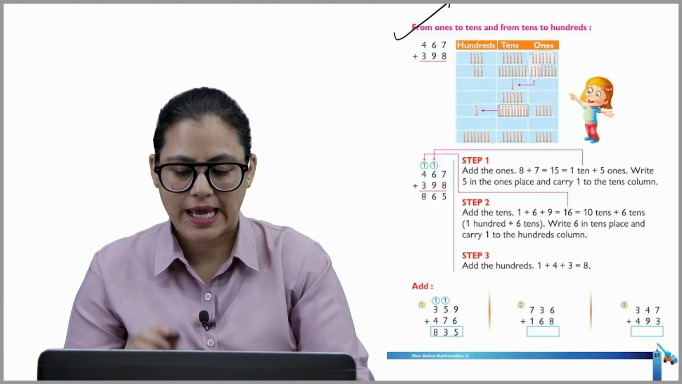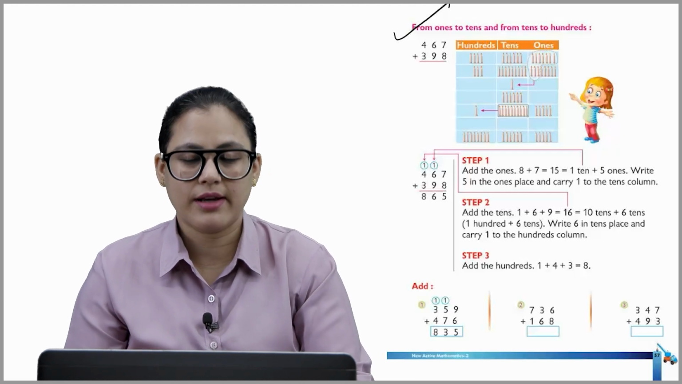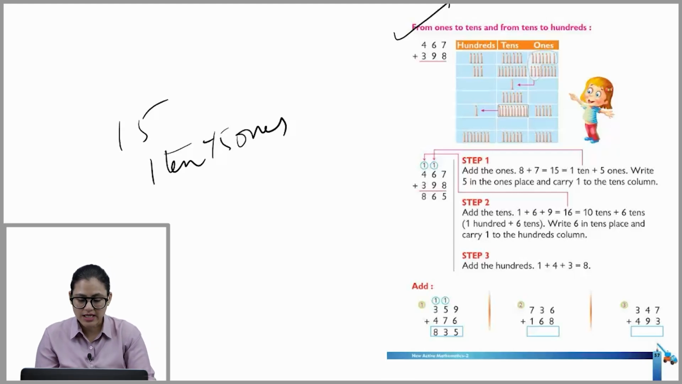Okay. Step 1, add the ones. 8 plus 7, 15, and 15 means 1 ten plus 5 ones. So, write 5 in the ones place and carry 1 to the tens column, okay. Now, move on to step 2, add the tens. 1 plus 6 plus 9, 16, and 16 tens.